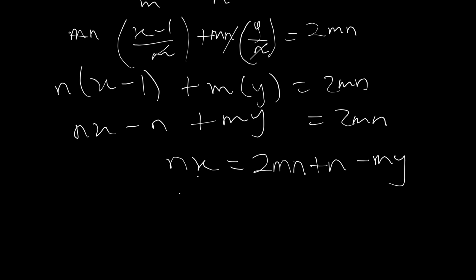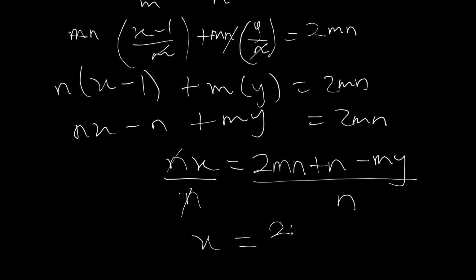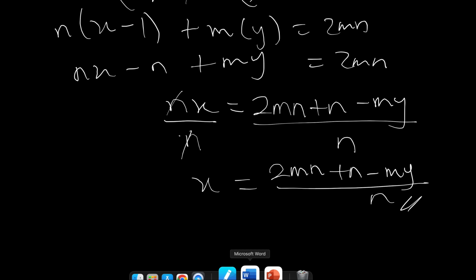To make x stand alone, we divide both sides by the coefficient of x, which is n. So this divided by n, this divided by n. n cancels n, we'll be left with x. So x will be equal to (2mn plus n minus my) all over n. So this will be the relation for x. And this brings us to the end of question 10a.